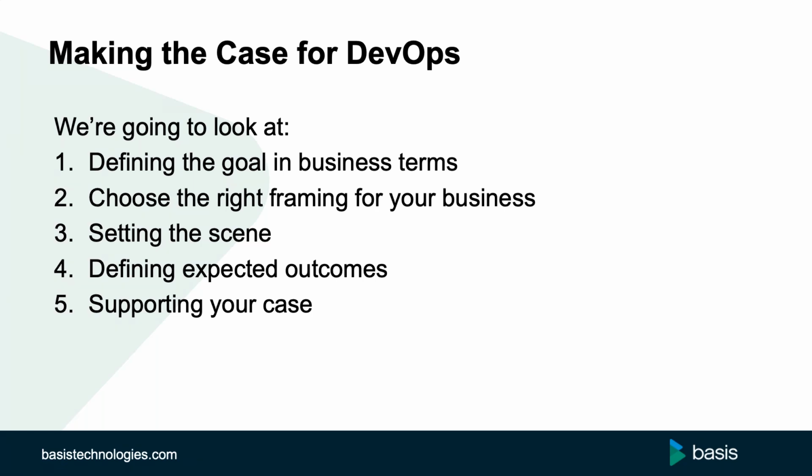One is really thinking of the goal in business terms. Secondly, really understanding there's many ways to look at DevOps and many potential value drivers in DevOps, but what's the right framing for your business? Third is really around setting the scene, then understanding and trying to define what you can expect, what your benefits are likely to be, and lastly, how you can best support your case. So let's dive straight in with the first one.